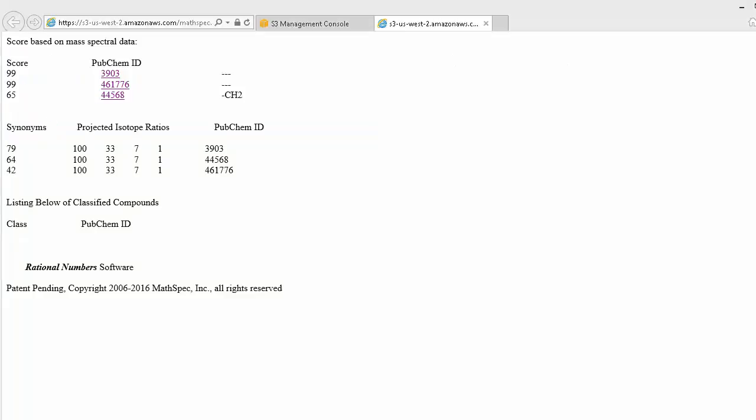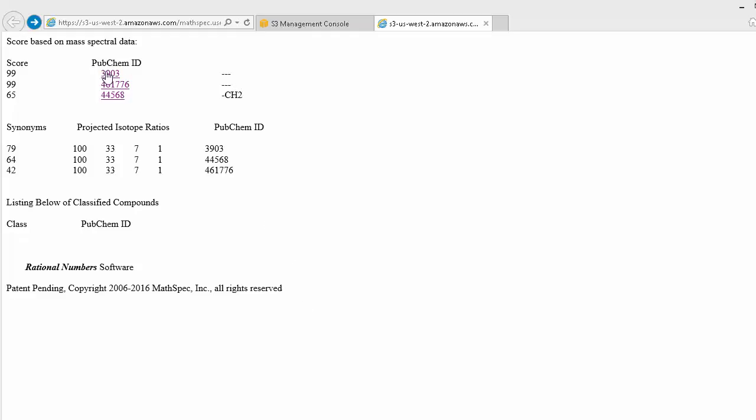Three hits were obtained here. The leftmost column is the score. The score is based on the number of fragments matched, the intensity of those fragments, and the mass error between the actual fragment masses and theoretical masses. The hyperlinked PubChem IDs are in the center column. Now the dashes in the rightmost column indicate that the mass of the unknown compound was identical to the mass of the hit within the experimental error, of course.